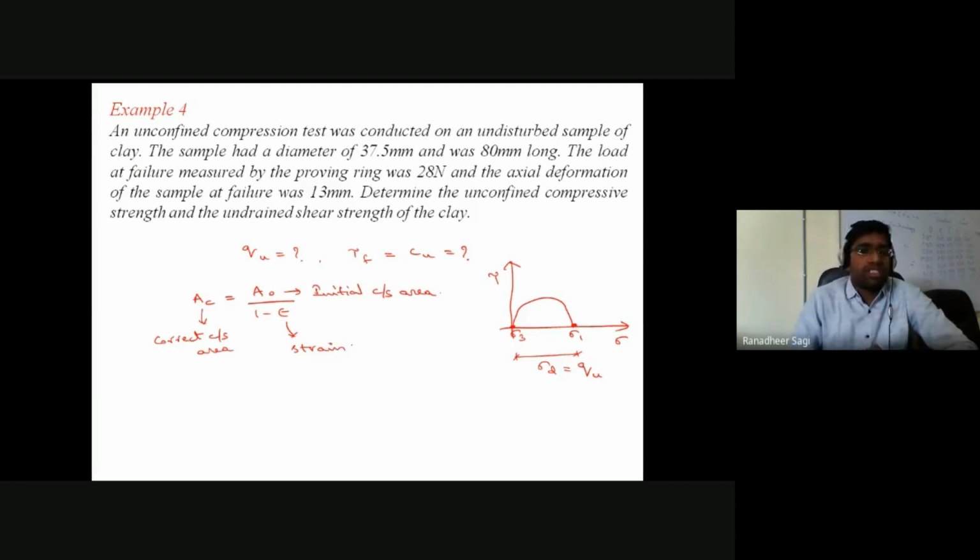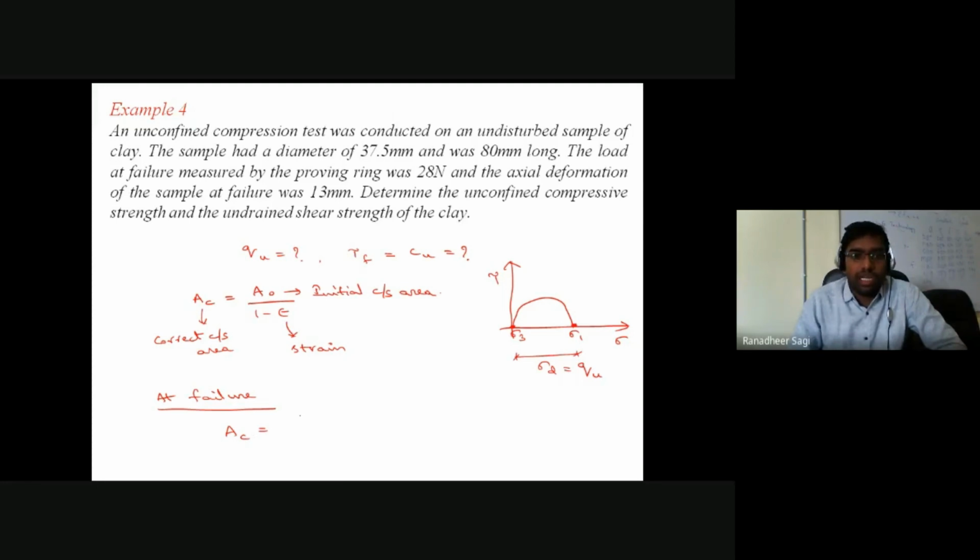Now, strain, what I am looking at is at the failure of the soil sample, and the correct cross-sectional area, what I am interested in finding out is your cross-sectional area at the failure of the soil sample. Everything I am trying to talk about is at failure. Even the deviatoric stress calculation is at the failure of the soil sample. So at failure, my correct cross-sectional area is equal to, what is the initial cross-sectional area of the soil sample?